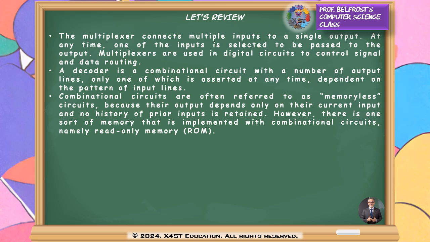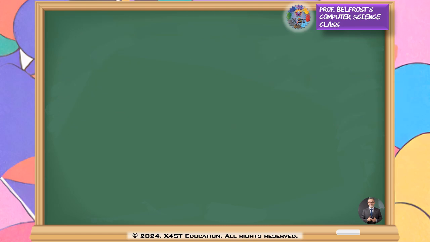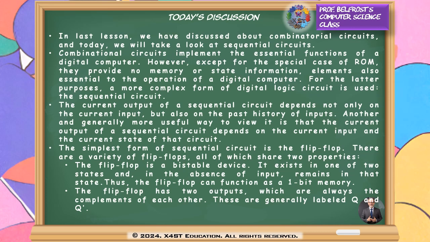Combinational circuits are often referred to as memoryless circuits because their output depends only on their current input, and no history of prior inputs is retained. However, there is one sort of memory that's implemented using combinational circuits, which is ROM, read-only memory. Today's discussion will cover another topic. We will move from combinational circuits and explain sequential circuits.